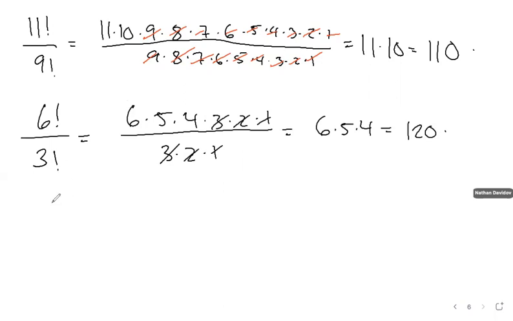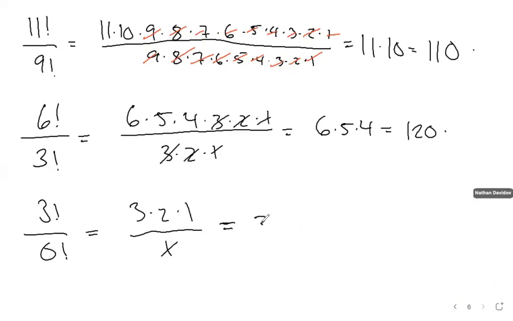What else? What about 3 factorial all over 0 factorial? What's that going to be? 6, exactly. Because this is 3 times 2 times 1. 0 factorial, we said, was 1. If this was just divided by 0, we wouldn't be able to do it. So 1 always cancels. So this is 3 times 2 times 1, which is 6.